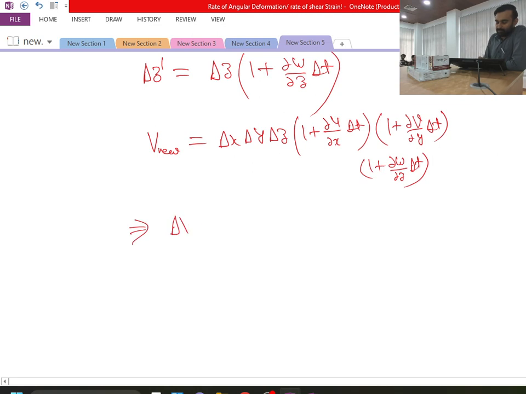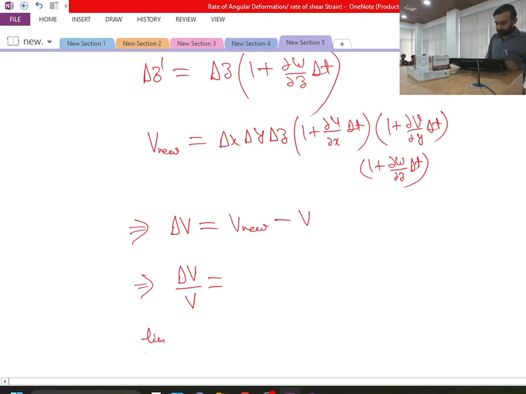So what will be the change in volume? V new minus V original. Original volume was simply delta x, delta y, delta z. And also we will be having delta V by V, then delta x, delta y, delta z will be cancelling out.